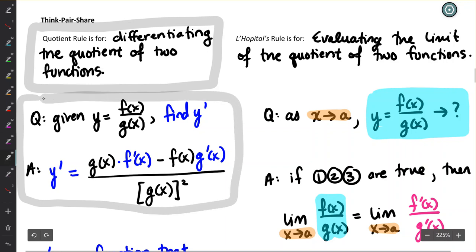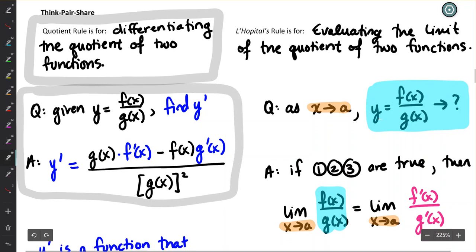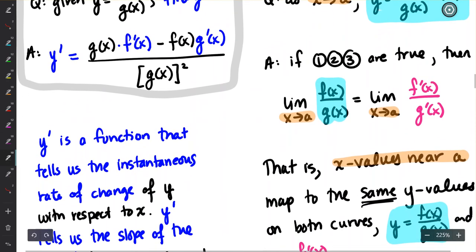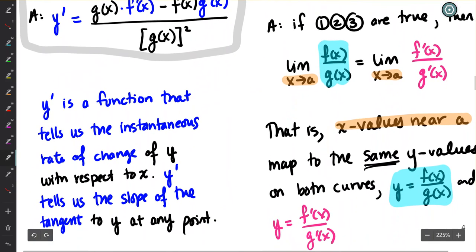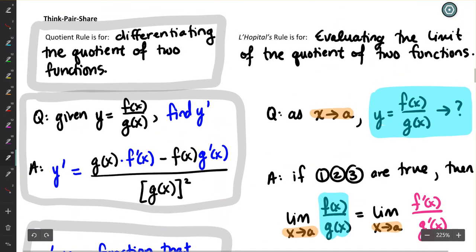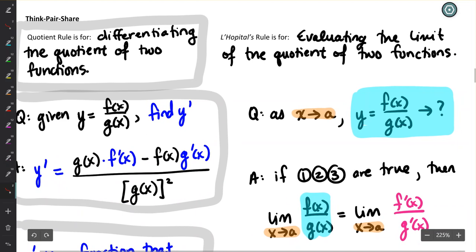Remember what y prime is. It's a function that's telling us the instantaneous rate of change of y with respect to x. That is, it's telling us the slope of the tangent line at any point on the curve y is equal to f divided by g at any point in the domain. Yeah? So that's what y prime is. That's what that derivative is. Very, very different question than the one that we use L'Hopital's rule for.